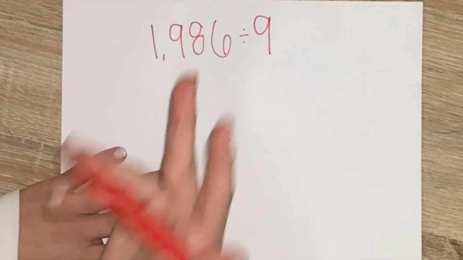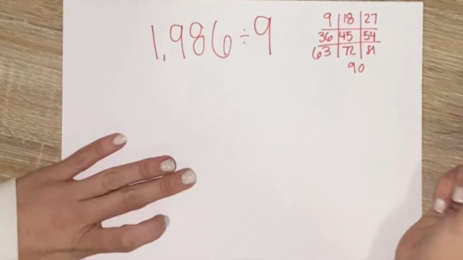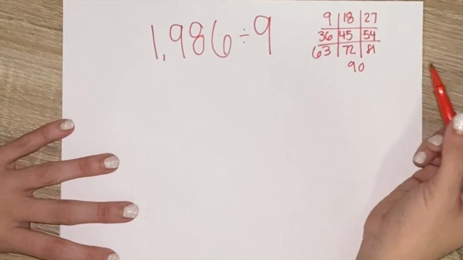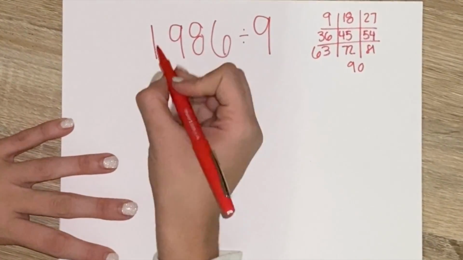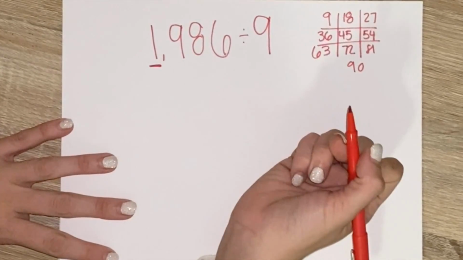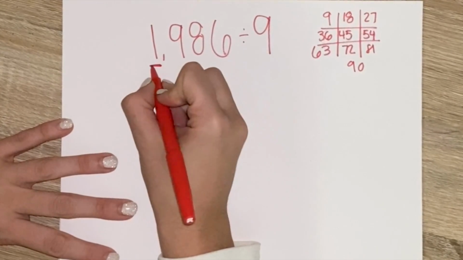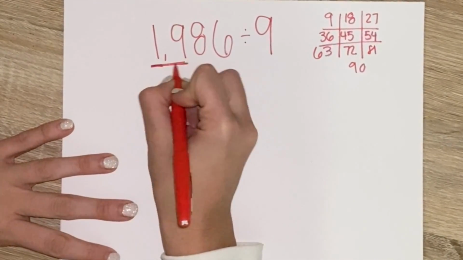Where I'm going to look at my multiplication chart for the multiples of 9. All right, so I have my multiples of 9 right here. Next, I'm going to look at the digit in the greatest place value. So the digit in the greatest place value is a 1. Since 1 isn't in between any of these products, I'm going to underline the first 2 digits, which is 19.